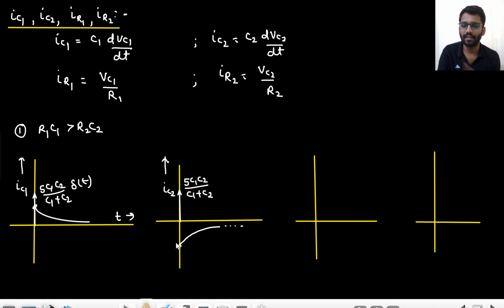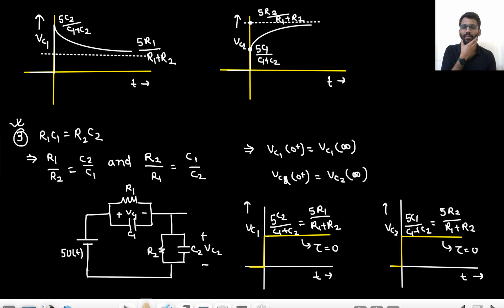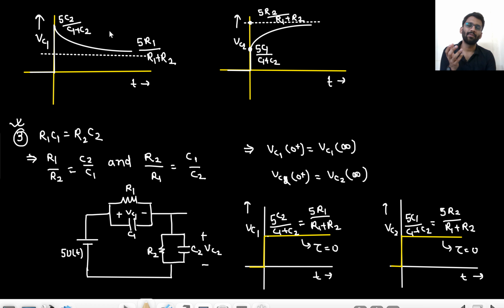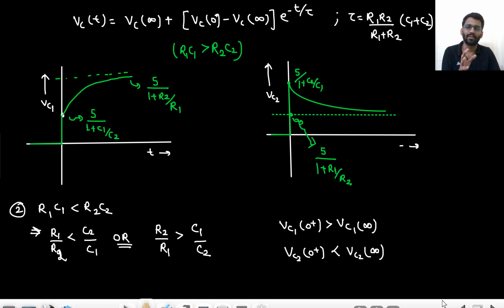So now IC1 and IC2 are done. Now talking about IR1, and then we will talk about IR2. What will be IR1? It will be simply Vc1 by R1, and Vc2 by R2. So whatever this voltage is divided by R1, that would be IR1, and whatever this voltage is divided by R2, that would be IR2.